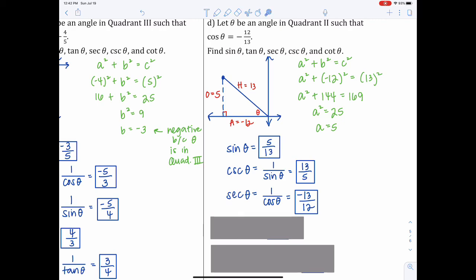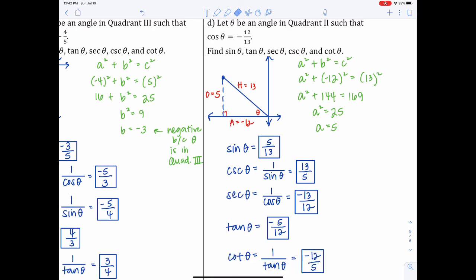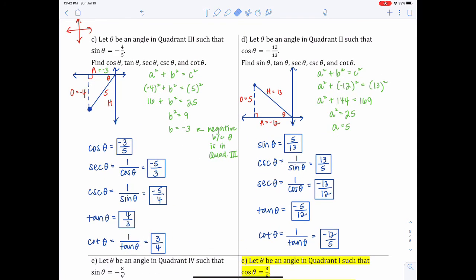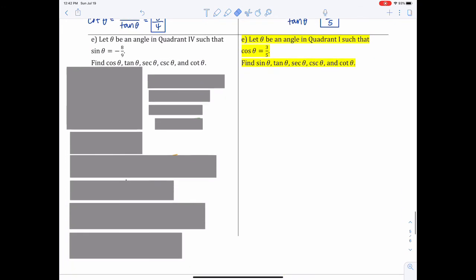And then tangent and cotangent are our last two. So tangent is opposite over adjacent. So that would be -5/12. And then the cotangent is the reciprocal of tangent. So we just reciprocate that, which would be -12/5. We're going to do one more together and you'll do the last one on your own.